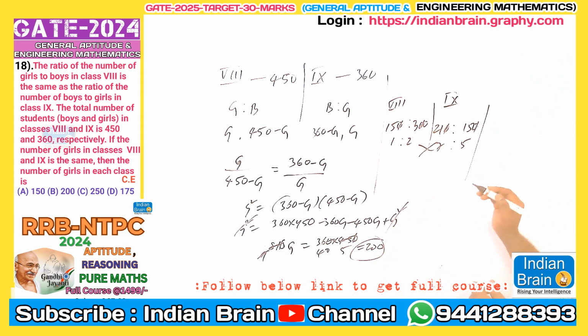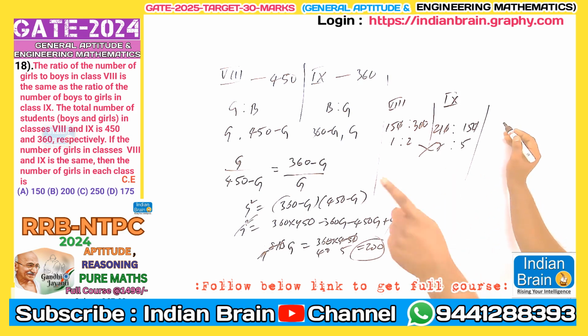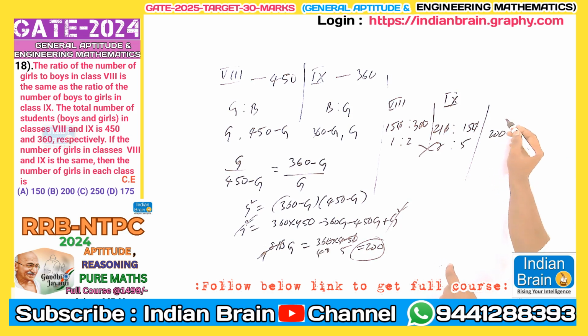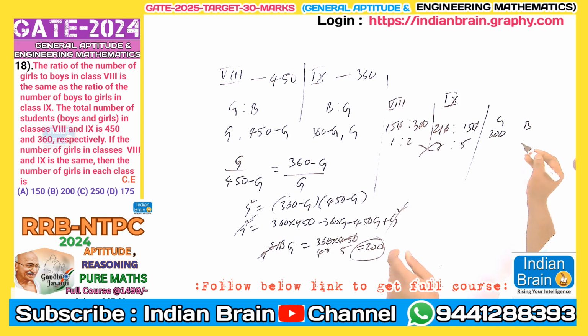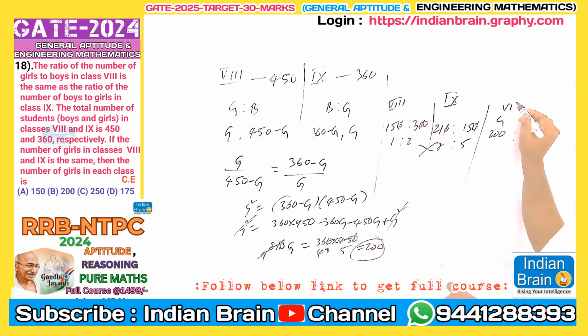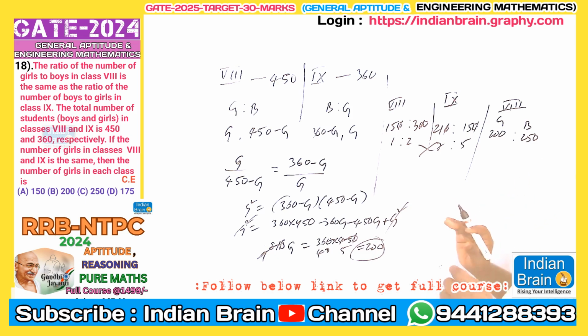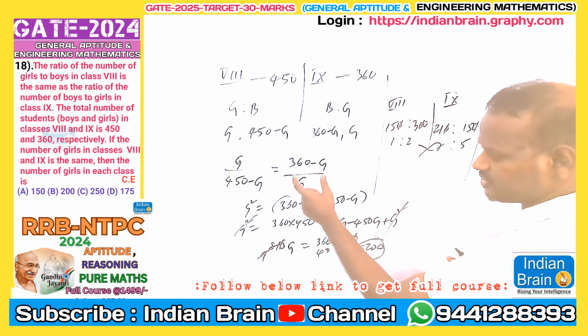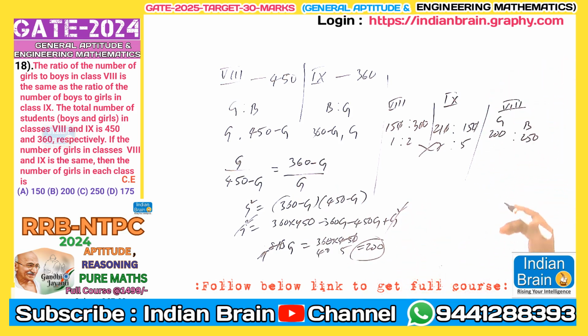Okay, if I go for 200, don't confuse. In the 8th class, girls can be 200. So with 200 girls, boys will be the remaining 250. So what is the ratio of girls and boys of the 8th class? Don't confuse. According to options, you can decide, that's my perception. Or else you can go for this procedure. Choice is yours. Okay, fine.